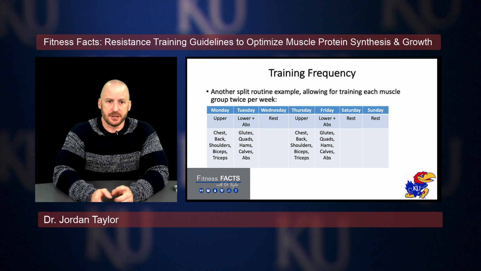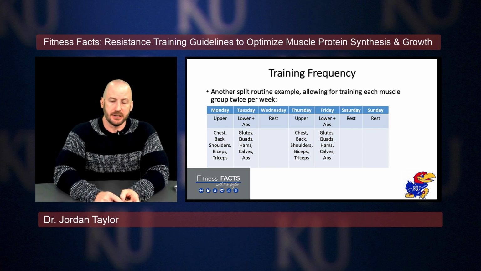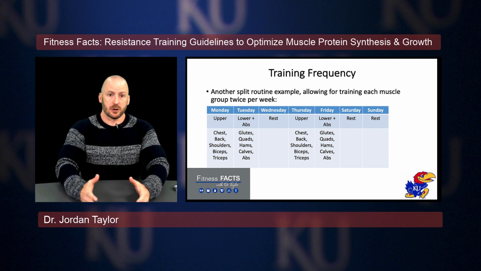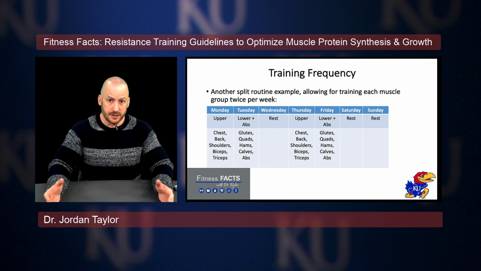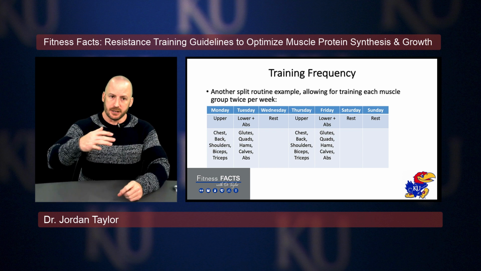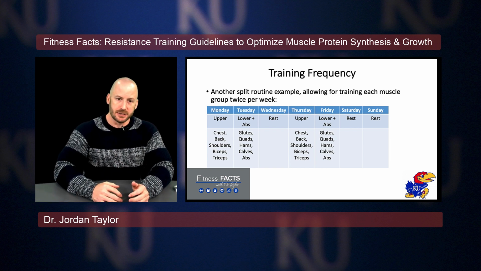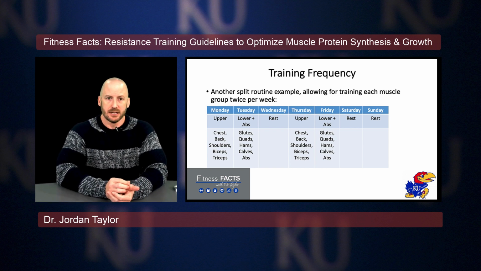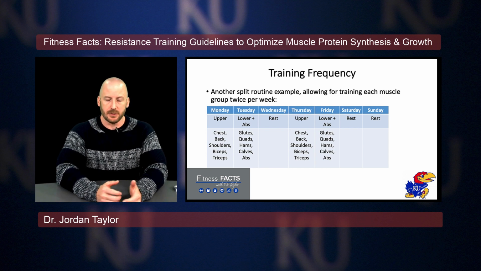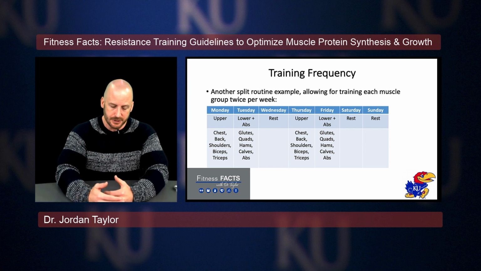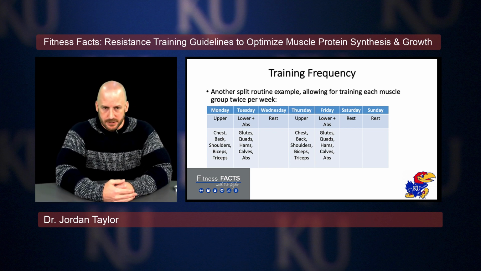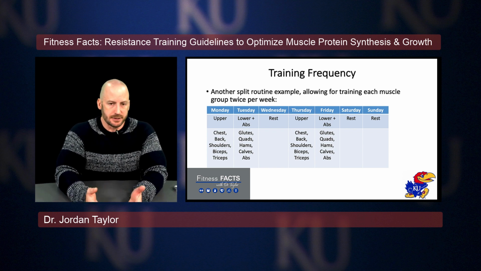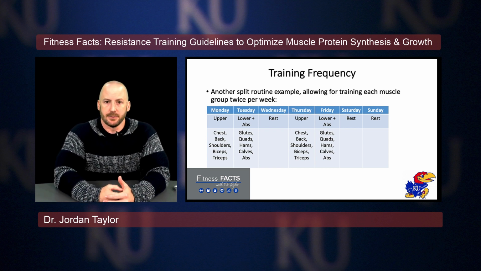Wednesday, rest. Thursday is a repeat of Monday. Friday is a repeat of Tuesday. Now, because you are working more muscles each day on a 4-day split than a 6, you would need to cut your volume back a little bit on each one of those muscle groups. I mean, you're not going to do 15 sets of chest on Monday and 15 of back and 15 of shoulders and 15 of bicep. You're going to be in the gym all day if you're doing that. So you need to reduce the volume down so that you're not in the gym for 2 or 3 hours. And you're still going to be able to get an adequate amount of muscle growth.